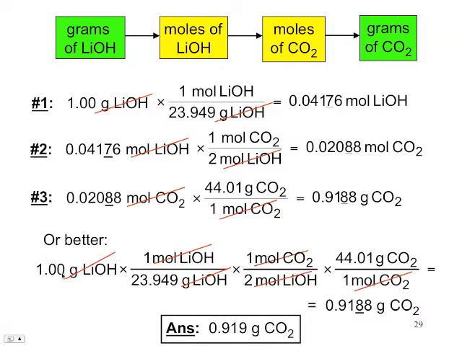So now at this point, you would get out your calculator, and you type in 1 divided by 23.949. You take that value, divide by 2, and multiply by 44.01. You'll get your value here, and then you round it to 3 significant figures.